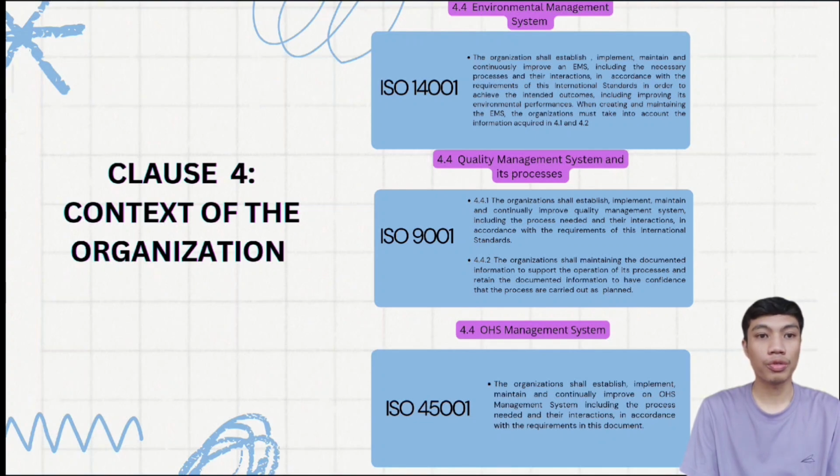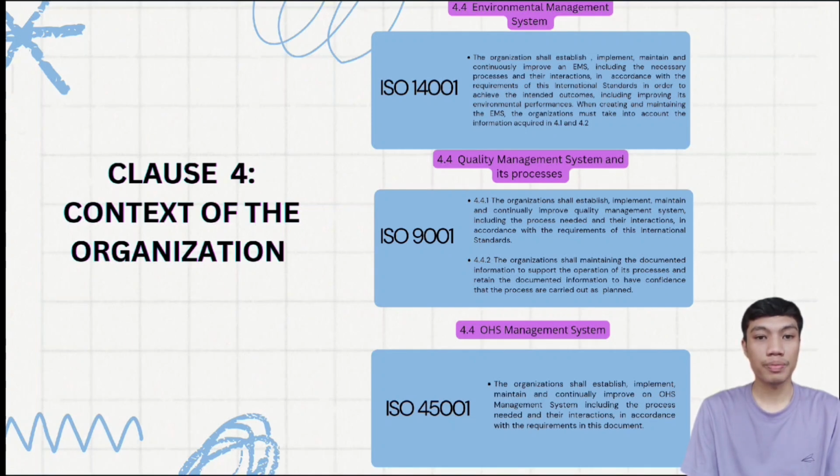For 4.4, quality management system and its processes used for ISO 9001, 4.4.1, the organization shall establish, implement, maintain and continually improve a quality management system, including the processes needed and their interactions in accordance with the requirements of the international standard. 4.4.2, the organization shall maintain documented information to support the operation of its processes and retain documented information to have confidence that the processes are carried out as planned.